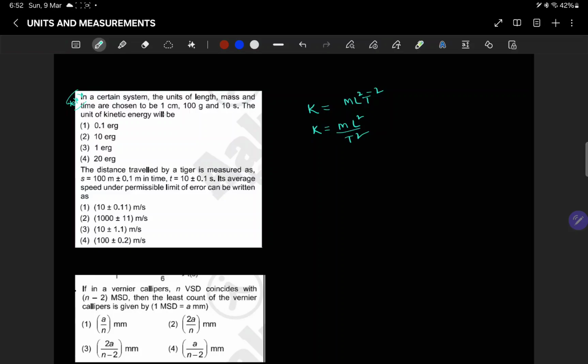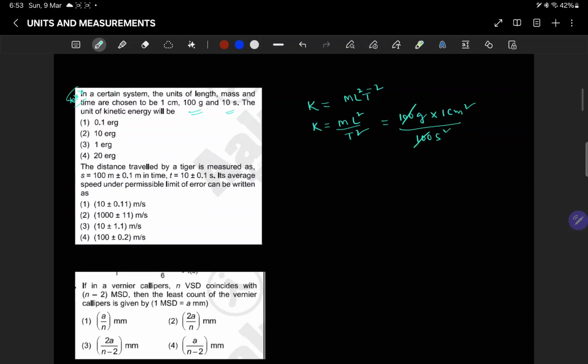Now here the unit of length is 1 centimeter, given. Unit of mass is 100 grams, given. Mass here is 100 grams. Unit of length 1 centimeter; L square here is 1 centimeter square, because the square is given. By T. T is 10 seconds, given. 10 seconds square is 100 second square. 10 square, students. So here 100 and 100 are cancelled. Gram centimeter square by second square is nothing but the CGS unit of energy.